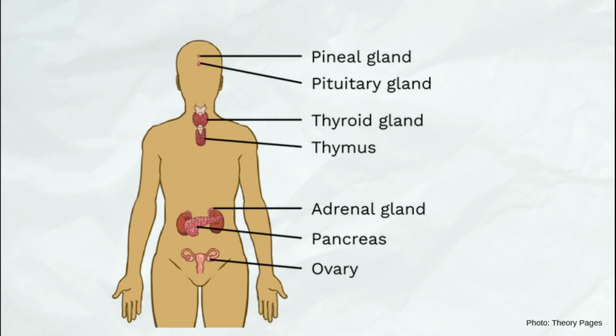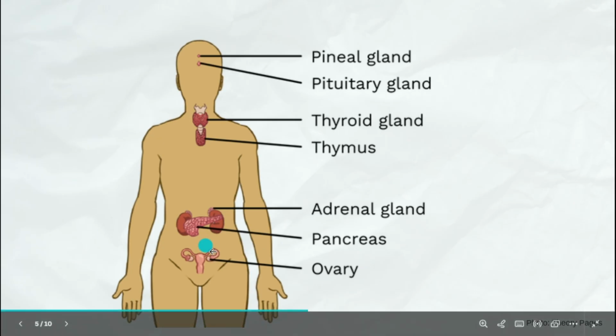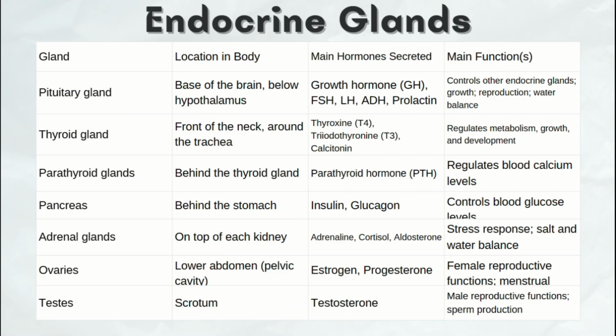Now, based on the endocrine system, we know that there are different glands, and some of those glands are the pineal gland and the pituitary gland. Both of them are found within the brain region. You have the thyroid in the throat, and the thymus a little below the thyroid. The adrenal glands are found on top of the kidneys, and the pancreas is in between. And then, of course, you have the ovary, which is in the reproductive area.